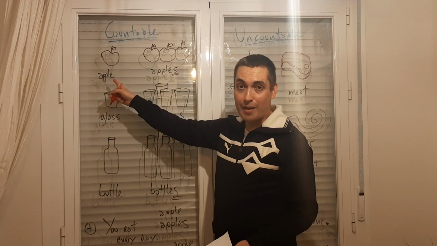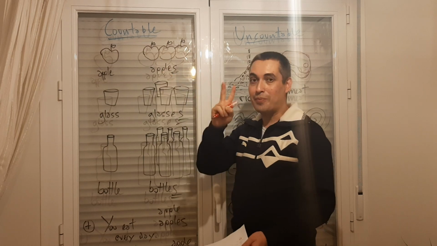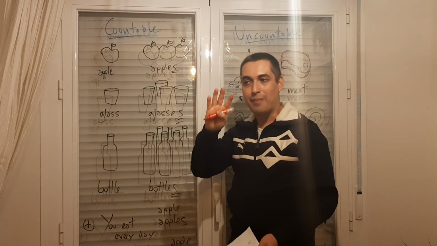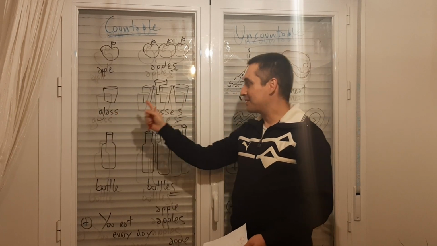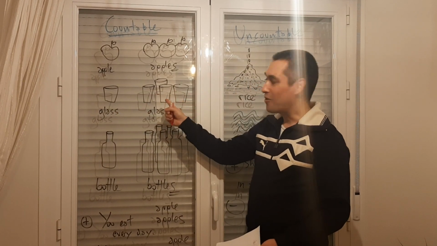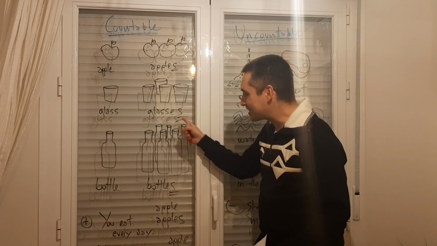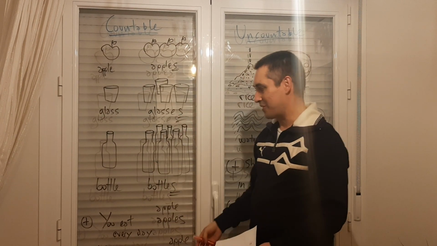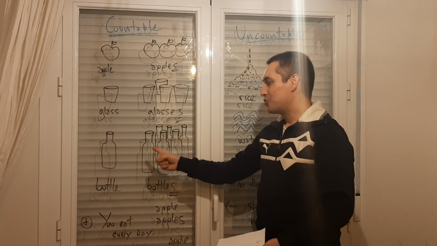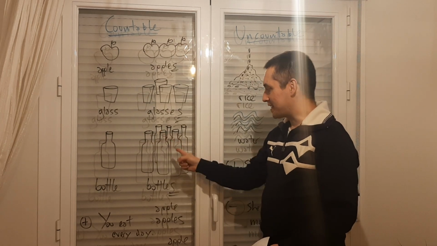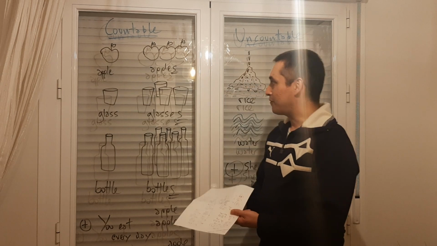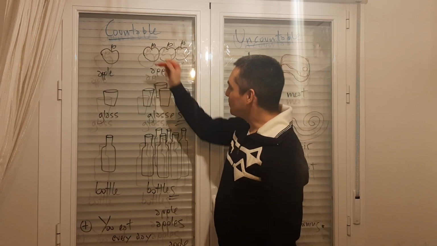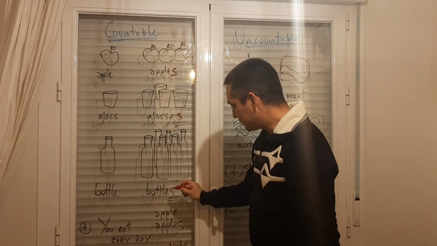You can say 1 apple, 2 apples, 3 apples, 4 apples, 5 apples. You can count apples. You can say 1 glass, 2 glasses, 3 glasses, 4 glasses, 5 glasses. You can count them. Bottle. You can say 1 bottle, 2 bottles, 3, 4, 5, 6, 7 bottles. You can count bottles. Therefore, they are countable nouns.